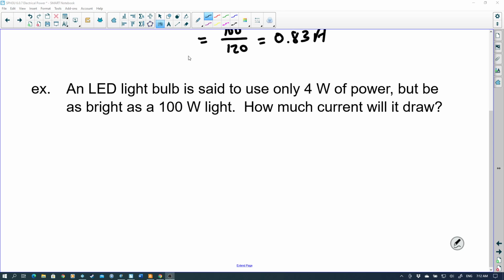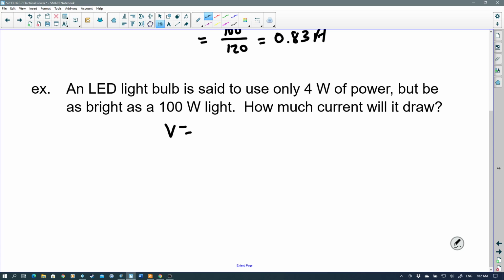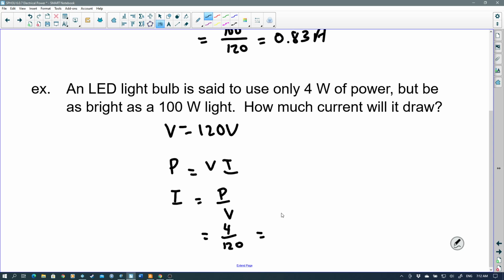So in this case, we'd still be on a 120 volt circuit, so our voltage is still 120 volts. So we're basically using the exact same equation. P is equal to V times I. We're rearranging for I. The power used in this case is 4 watts. The voltage is 120 volts. So 4 divided by 120 is 0.03 amps.